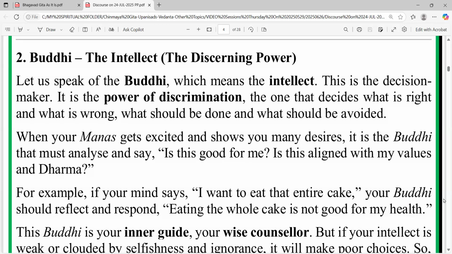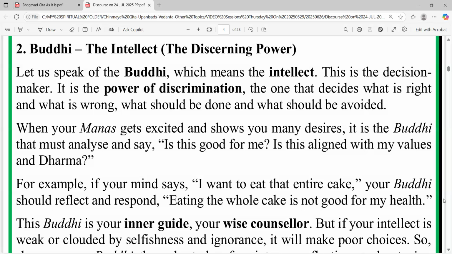Number two, let us speak of buddhi, which means the intellect. This is the decision maker. It is the power of discrimination, the one that decides what is right and what is wrong, what should be done and what should be avoided.